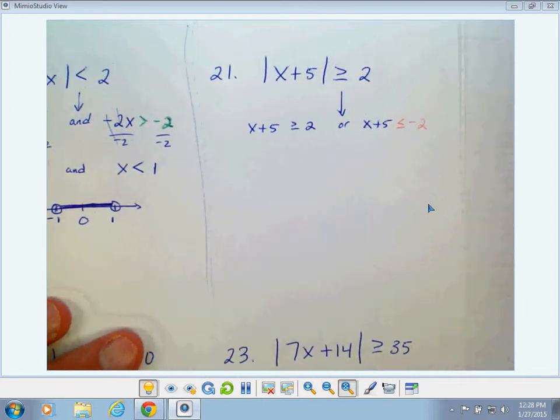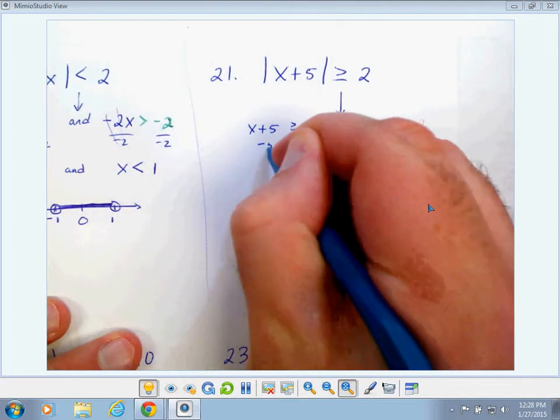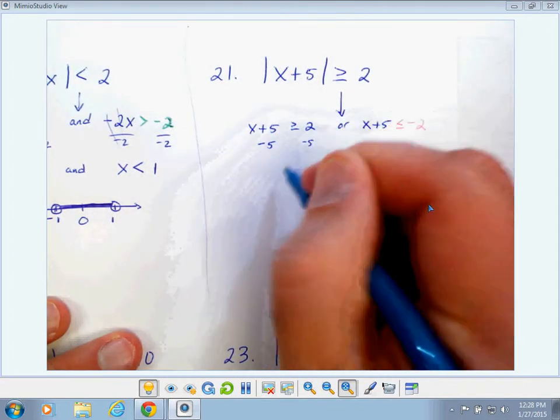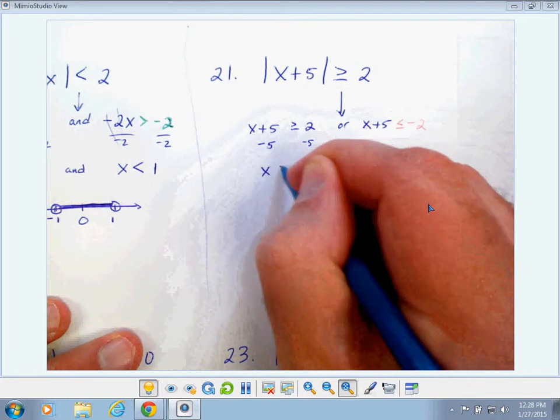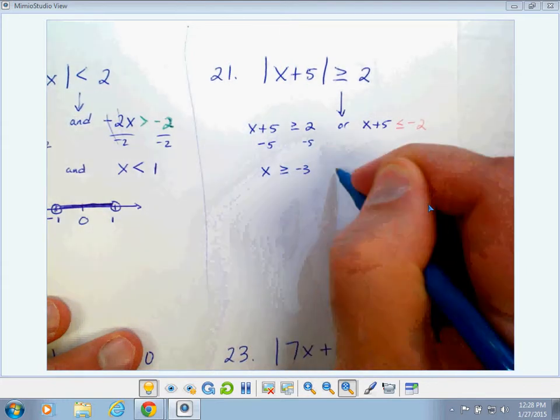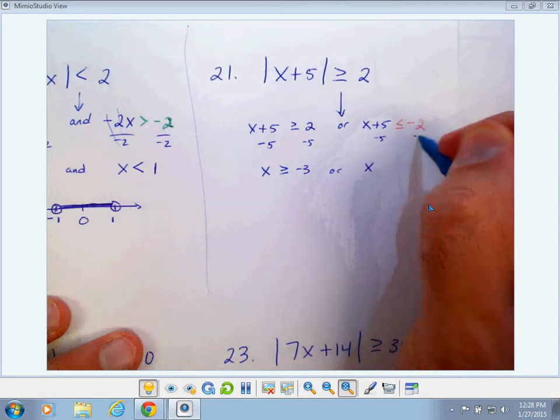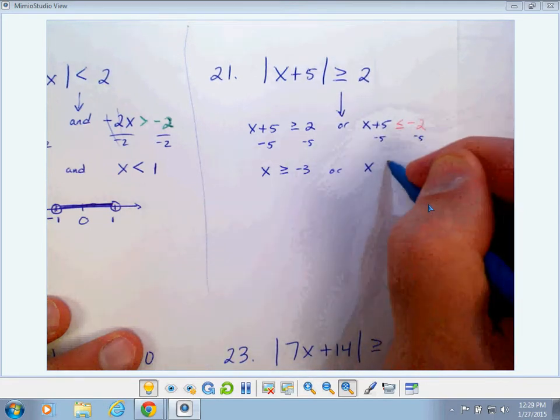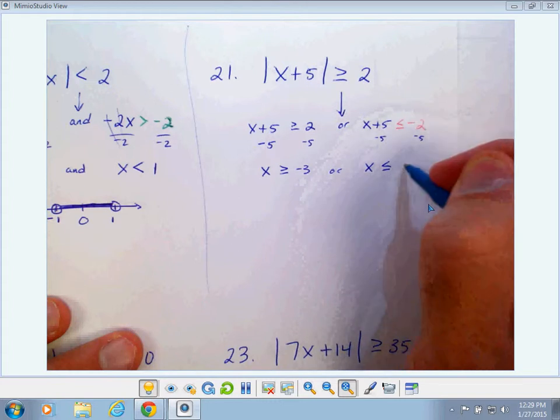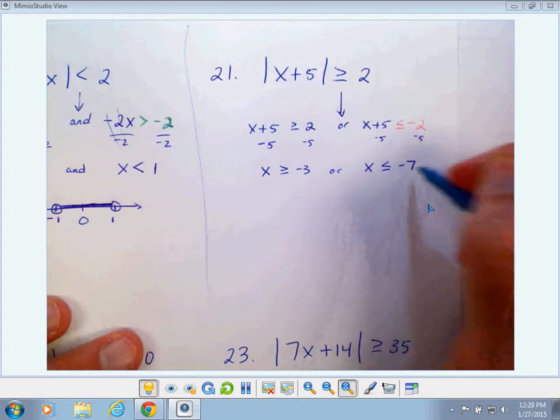If I solve this, it's a pretty easy solving. Just subtract 5 from both sides. This one is going to have x greater than or equal to -3, or on this side, if I subtract 5, x less than or equal to -2 minus 5 more, which is -7.